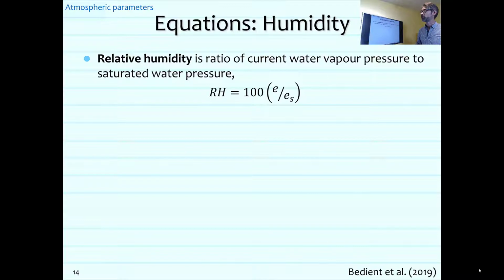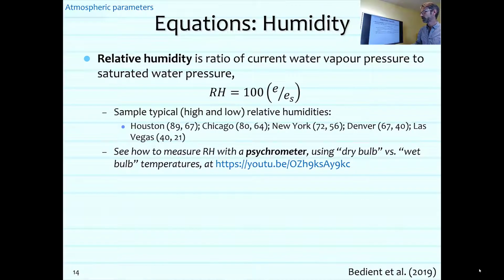Relative humidity is the ratio of the current water vapor pressure to the saturated water vapor pressure at a certain temperature. As an example, your relative humidity is going to be 100 times the actual vapor pressure over the saturation vapor pressure. Here are some sample typical relative humidities for different cities in North America. Houston is a relatively humid location, so its high level of humidity would be 89% of saturation, and its low would be about 67. Chicago is somewhat drier, it's 80 and 64. New York is a little bit lower again, 72 and 56.